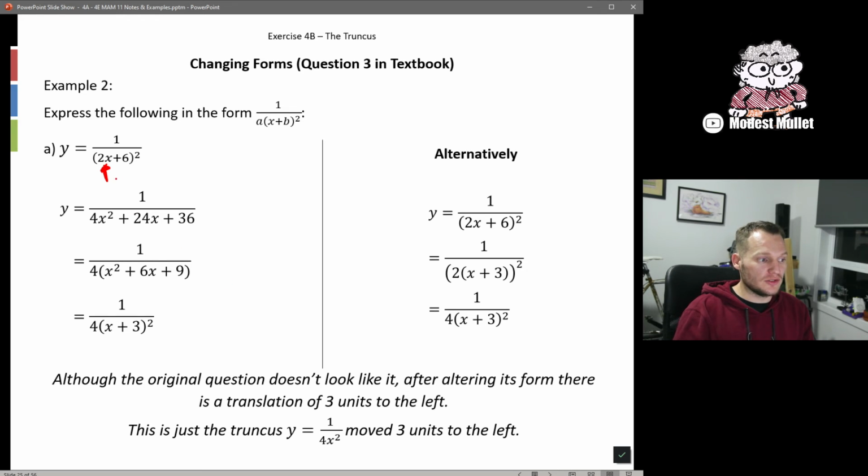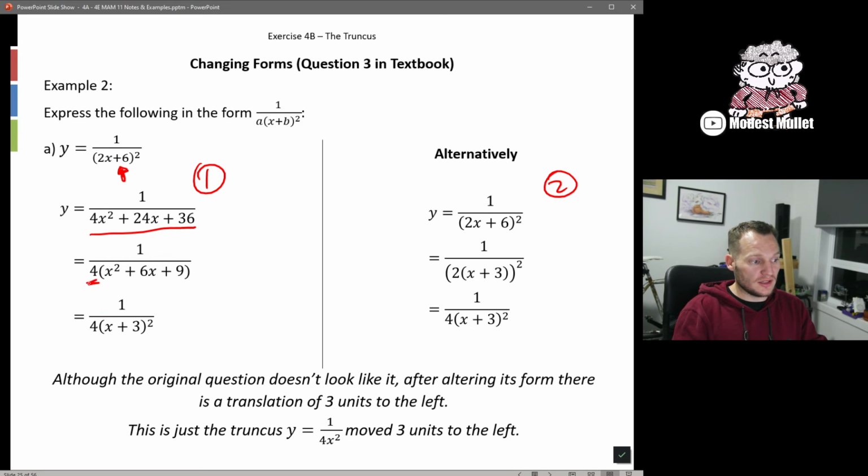Now, there's two ways you can do it. Way 1, which is over here, and then way 2 is over here. Way 1 is expand out this. You're then going to get a quadratic, which you then need to take the common factor out, and then refactorize what's left of the quadratic, and then you get something like this. The other way is you could just take out whatever the number is in front here, take that as a common factor, but keep it inside the square, because technically it's still in there.